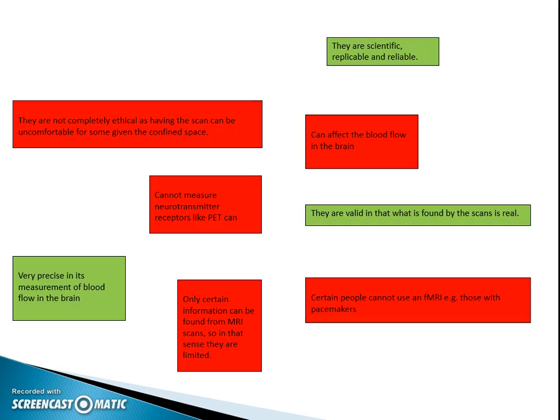So again, strengths and weaknesses: scientific, objective, reliable, very precise. It measures blood flow of the brain. And some of the weaknesses: it can be very hard to measure neurotransmitters, unlike PET scans. Certain people can't use fMRIs, such as people with pacemakers. It can affect the blood flow in the brain, so that's a negative, and so on.